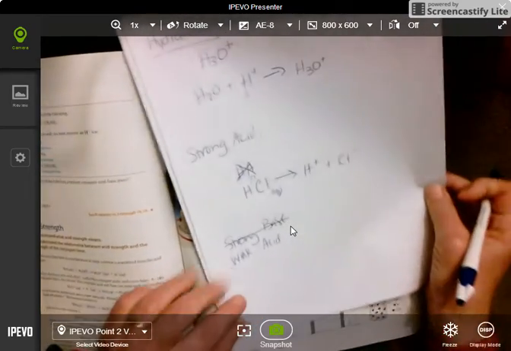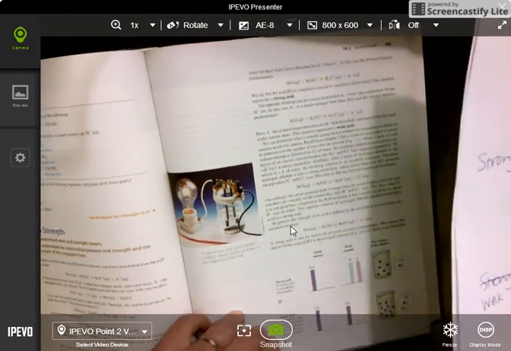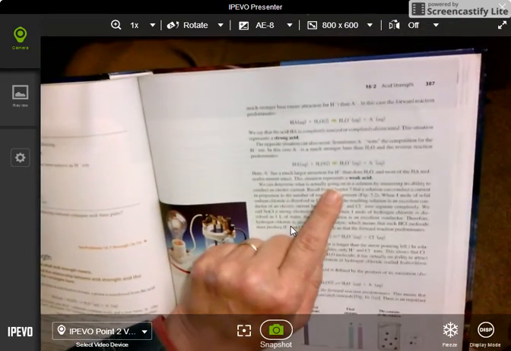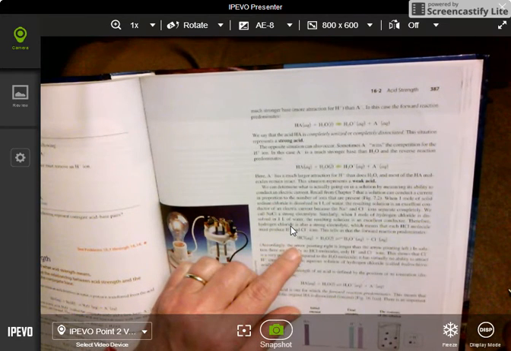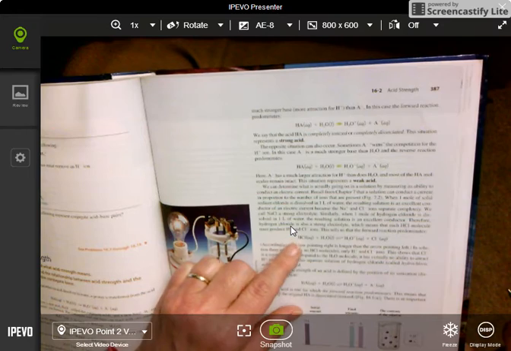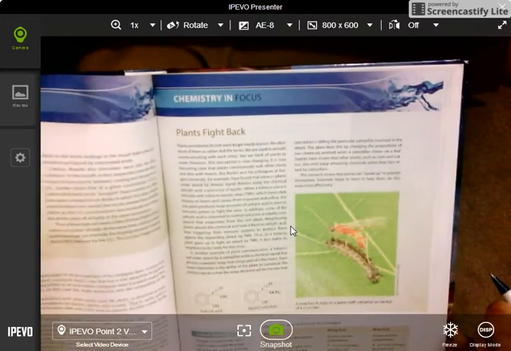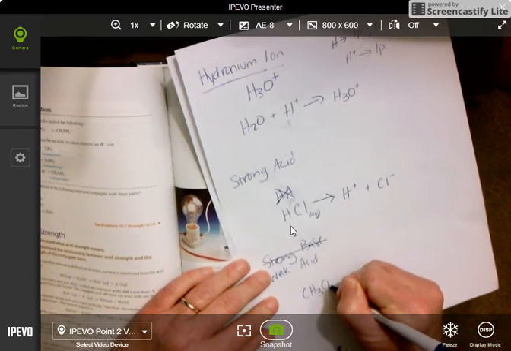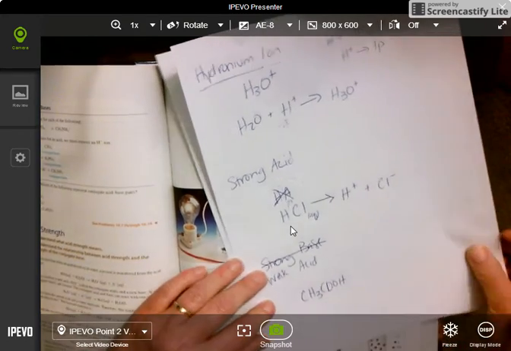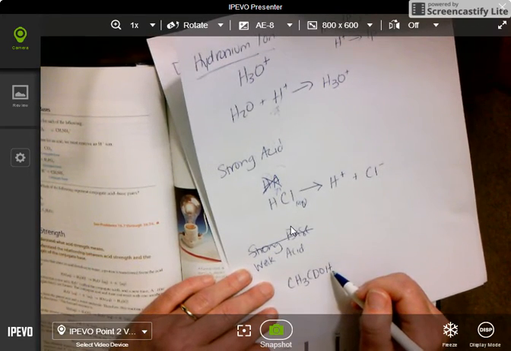In a weak acid, something like acetic acid, I'm on page 387, and I'm looking at weak acids. They gave you some examples. An example would be vinegar, which would be a weak acid: CH3COOH. We'll talk about this more in a minute. That's a weak acid. It's an oxyacid, if you've seen that vocabulary word, and we'll talk about what that means in a second.